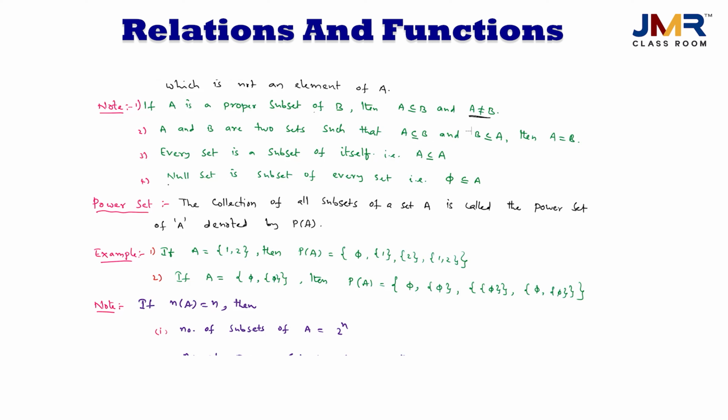And the fourth one: the null set is a subset of every set. That is, if φ is the null set and A is any set, then it is clear that φ is always a subset of every set. φ ⊂ A. These are four important points. If A is a proper subset of B, then A is a subset of B but A is not equal to B. A is a subset of B and B is a subset of A, then we write A = B. Every set is a subset of itself. The null set is a subset of every set, that is, φ ⊂ A.